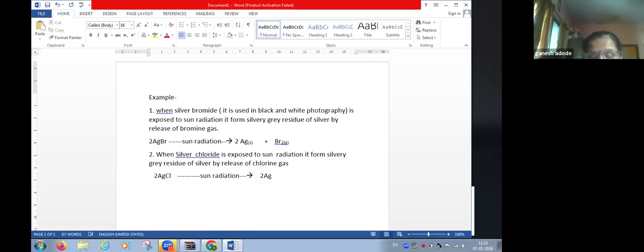Along with it, there is formation of Cl2. Cl2 is released in the gaseous state, while silver is formed in the solid state. Did you understand? Have you followed?